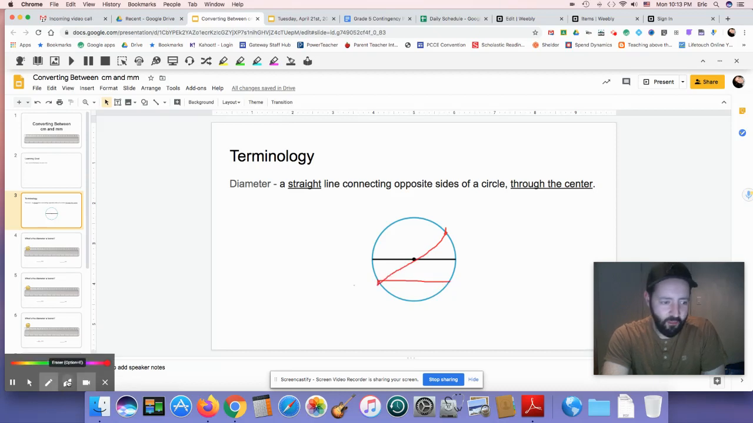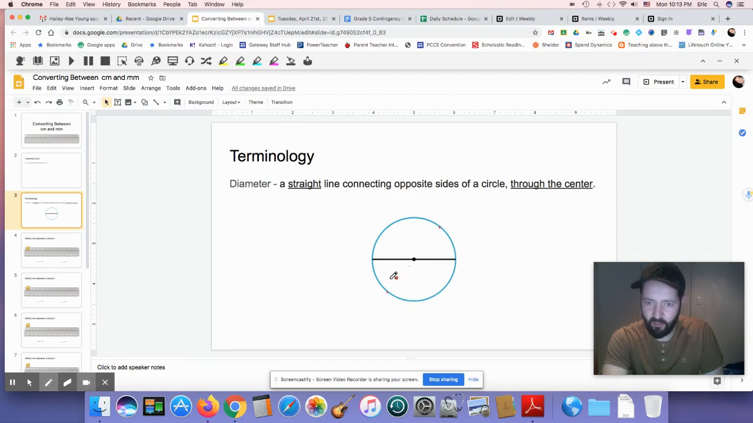And then the last thing here is that it has to pass through the center as well. That fits along with the second characteristic we just mentioned, that it has to pass through the center of the circle and touch opposite sides. Basically, if you have two points on opposite sides of the circle and you connect them using a straight line, it will automatically pass through the center. So a diameter is a straight line connecting opposite sides of a circle that passes through the center point of that circle.